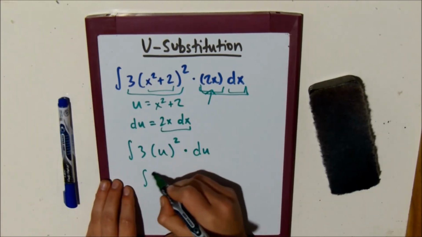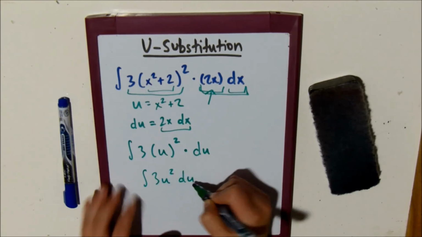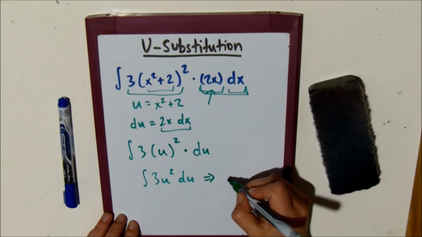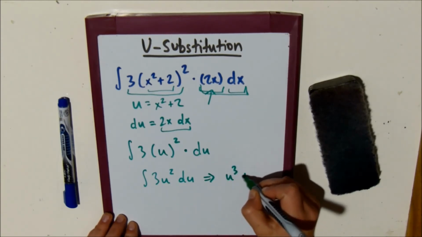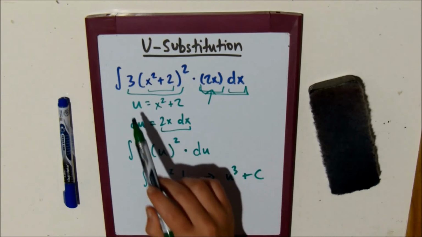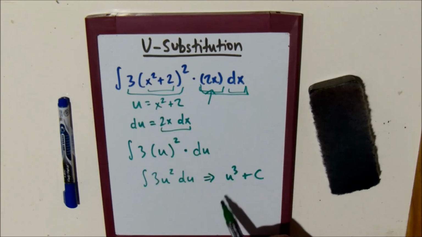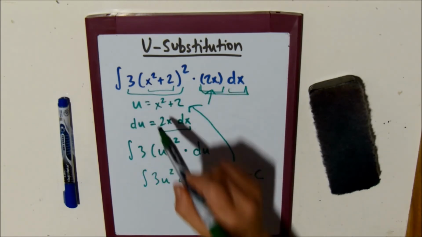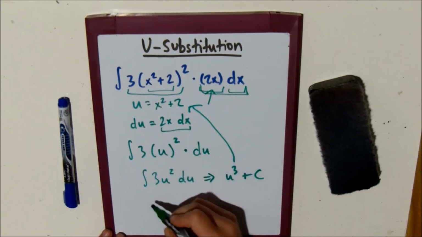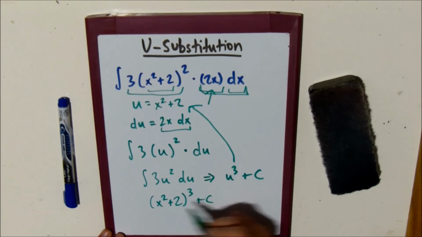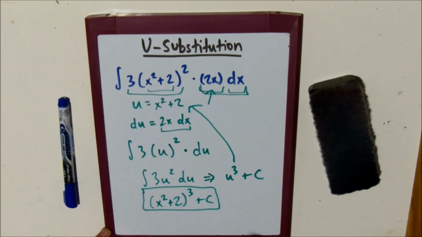We can simply rewrite it like this, and then just undo the power rule. So this would end up being u cubed plus c, right? And now, since this problem was given to us in terms of x, we simply replace our u with what we used up here. So, (x squared plus 2) cubed plus c. This would be our answer.